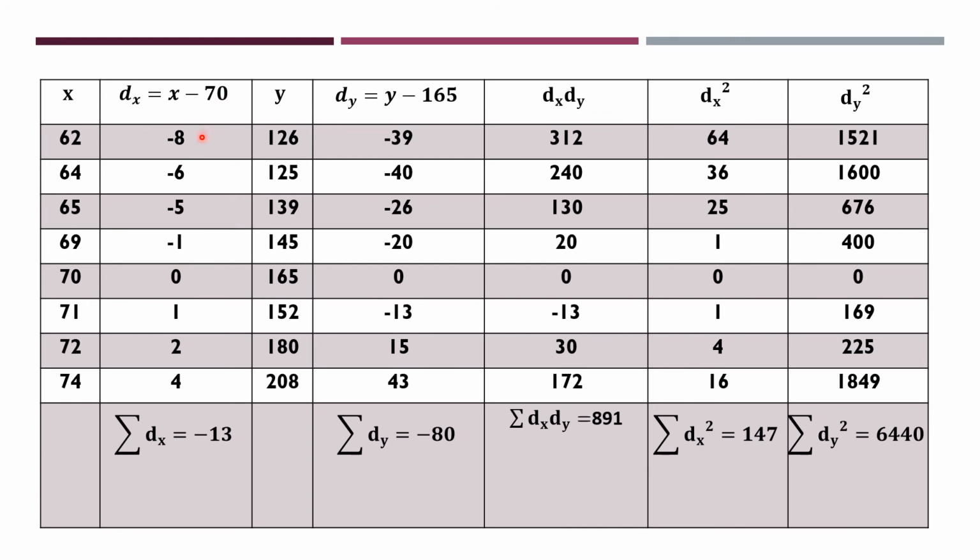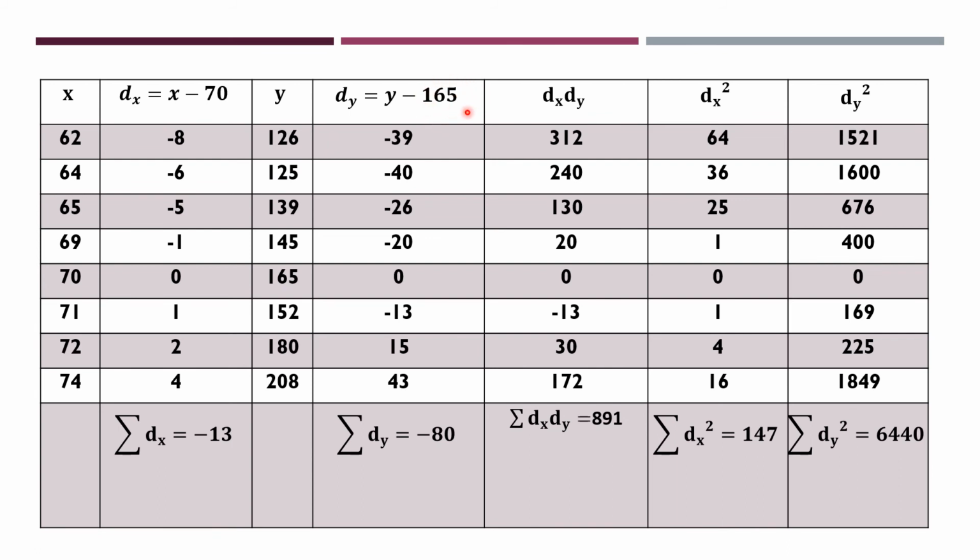62 minus 70 is minus 8. 64 minus 70 is minus 6. 65 minus 70 is minus 5. 69 minus 70 is minus 1. 70 minus 70 is 0. 71 minus 70 is 1. 72 minus 70 is 2. 74 minus 70 is 4.